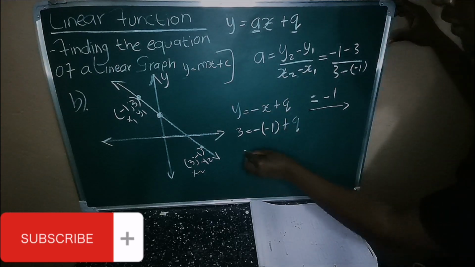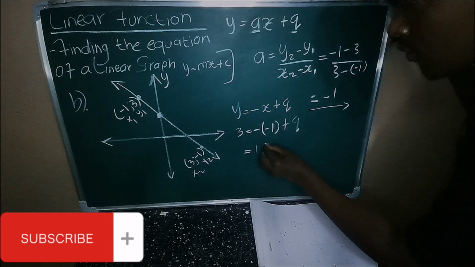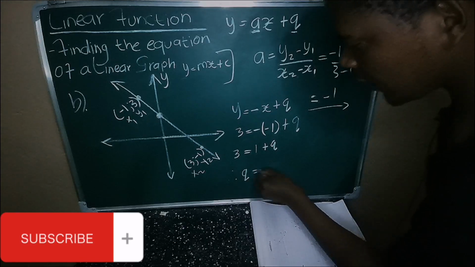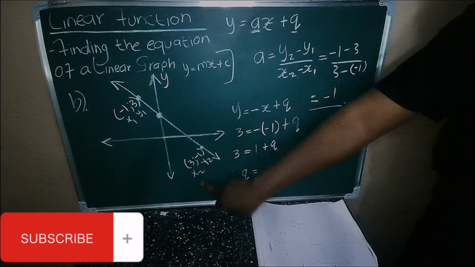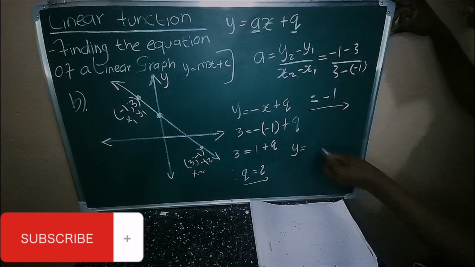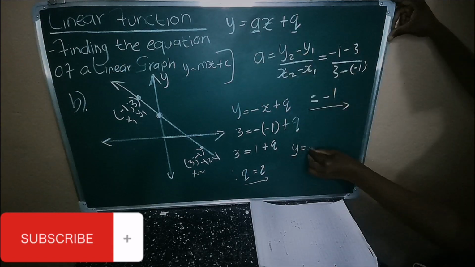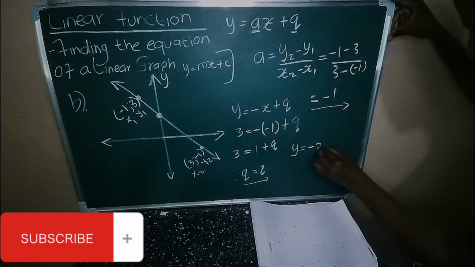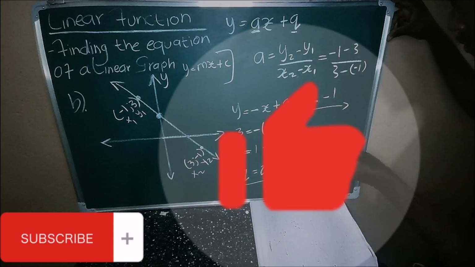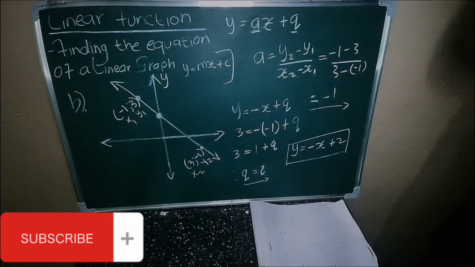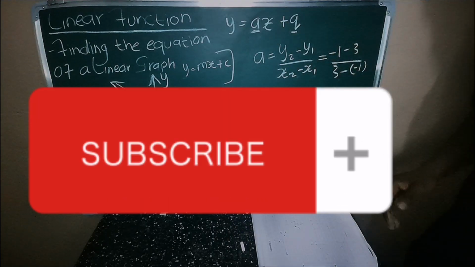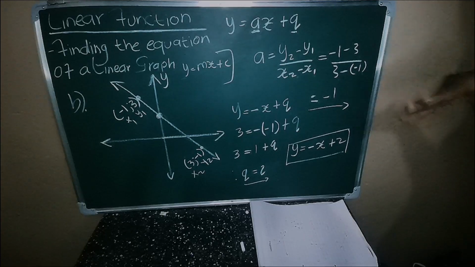So for q, negative times negative is positive 1, plus q is equal to 3. Therefore, for q, I transpose this one to that side. 3 minus 1 is 2. Therefore, our equation is y is equal to negative x plus 2, where 2 is q. You are done. Thank you very much, guys. This is how you find the equation of this graph. I'm just done with finding the equation of a straight line. In the next video, parabola and other various questions, straight line obviously, and so on.